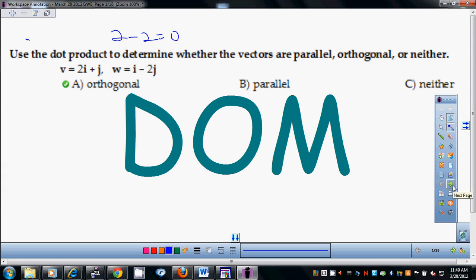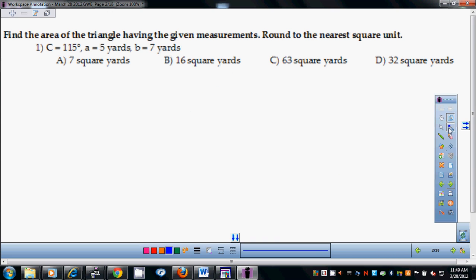Questions on this one? Well, that was one of the review problems right there. I believe that was actually number 2. So, here we go. Number 1. Find the area of the triangle having the given measurements. We've only dealt with area in one section, and there's only one formula that we used for it. The 1/2 whatever.